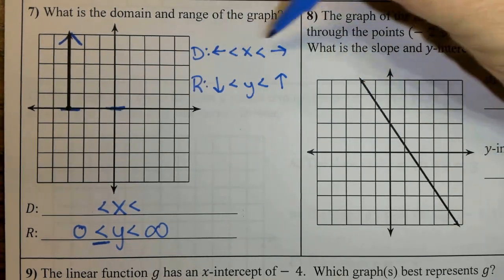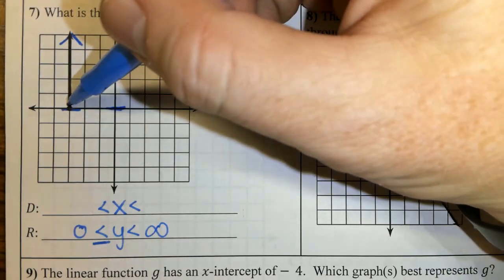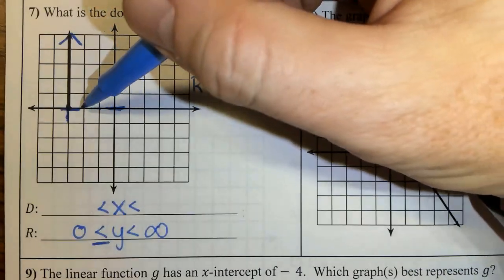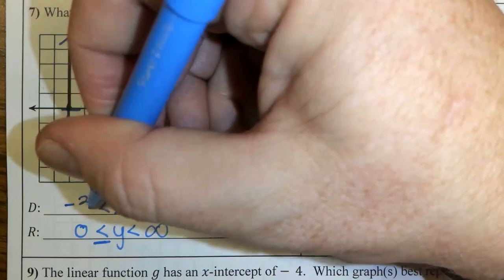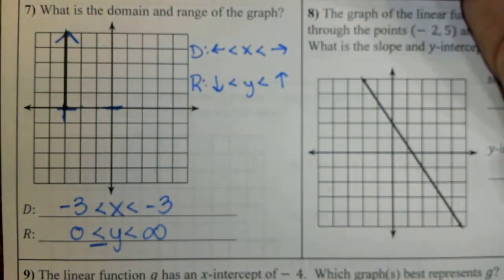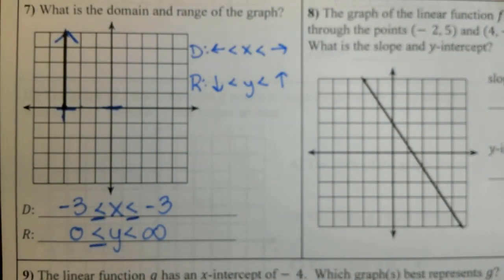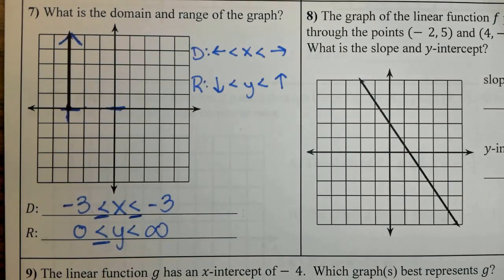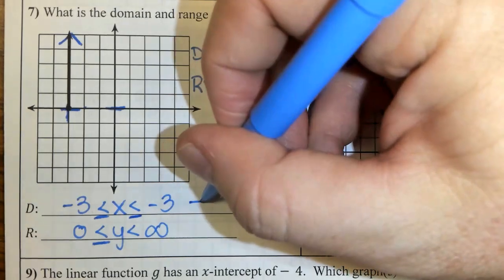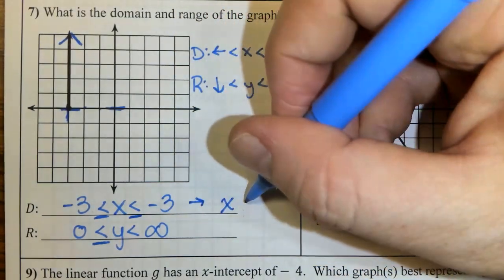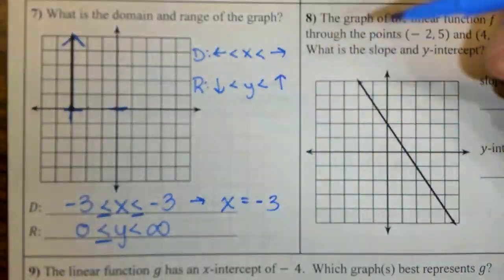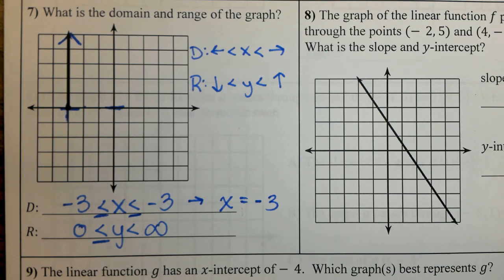Okay, so domain is left to right. Well, it's a vertical line, so I only have one number, which is -3. So that goes on both sides, and no open circle. Okay. So again, if I have the same number on both sides, I can go ahead and write that as simply x equals -3. Either one's fine.